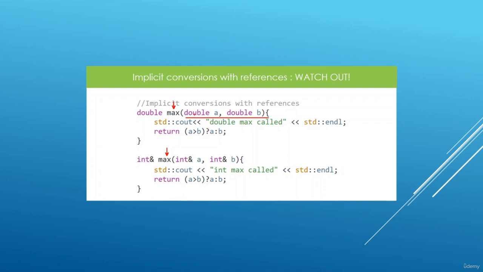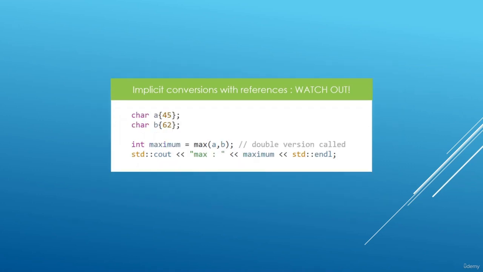The first one is going to take double parameters. The second one is going to take int reference parameters. Now, suppose you have these functions in place and you issue a call like this. You have two char variables a and b here, and you call your max function like this and pass in char arguments. If you do this, you probably expect the int reference function to be called. But what is going to be called is the double version. And the reason is the int reference version isn't really a valid candidate to call when implicit conversions are involved.